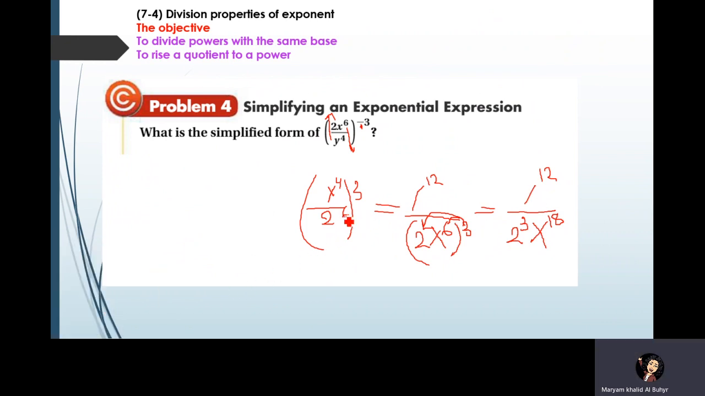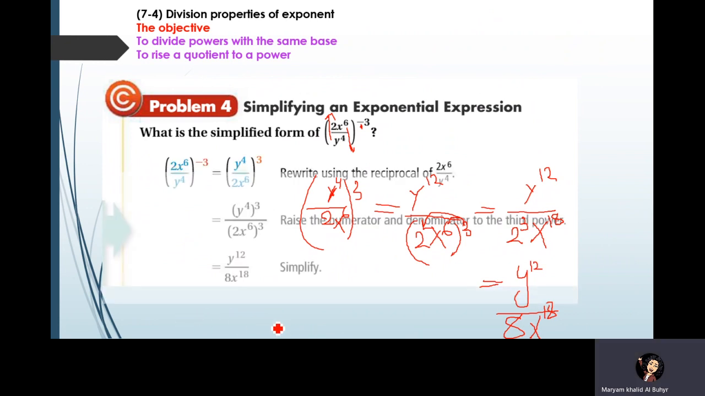That's correct, x. That's y, y, y. I moved this up, I moved this down. That's why I wrote them like this. Now you need to continue your calculation. So y to the power 12 over 2 to the power 3, it's 8, x to the power 18.